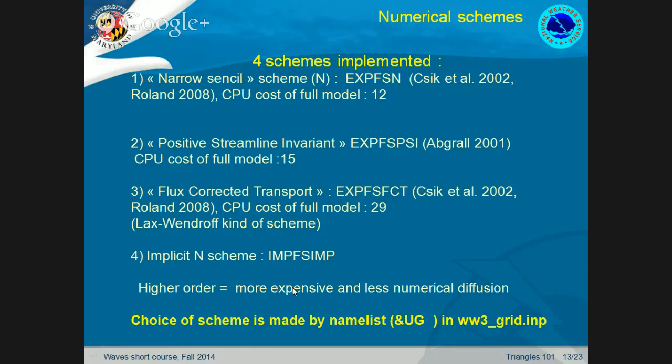And yeah, and the high order schemes are more expensive and they have less numerical diffusion. And the choice of scheme is made by the name list UNST, not UG, because we're in the future.